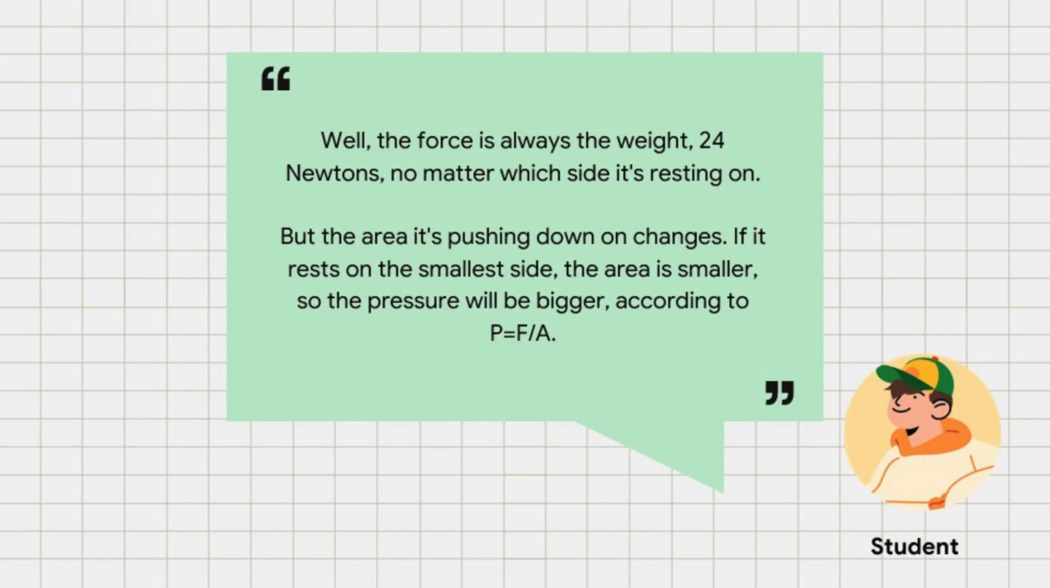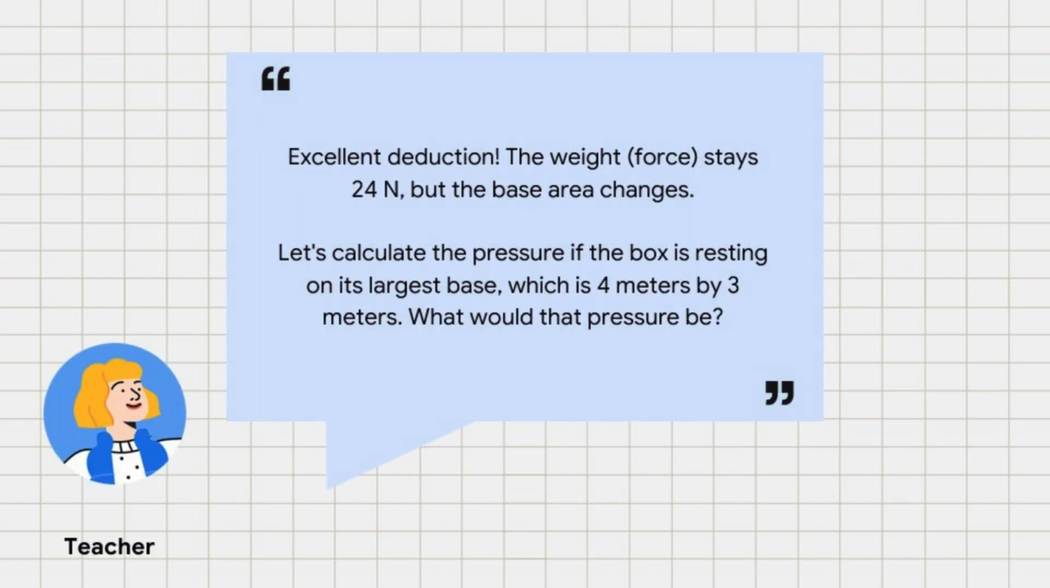Well, the force is always the weight, 24 newtons, no matter which side it's resting on. But the area it's pushing down on changes. If it rests on the smallest side, the area is smaller, so the pressure will be bigger, according to P equals F/A. Excellent deduction. The weight, force, stays 24 N, but the base area changes. Let's calculate the pressure if the box is resting on its largest base, which is 4 meters by 3 meters. What would that pressure be?